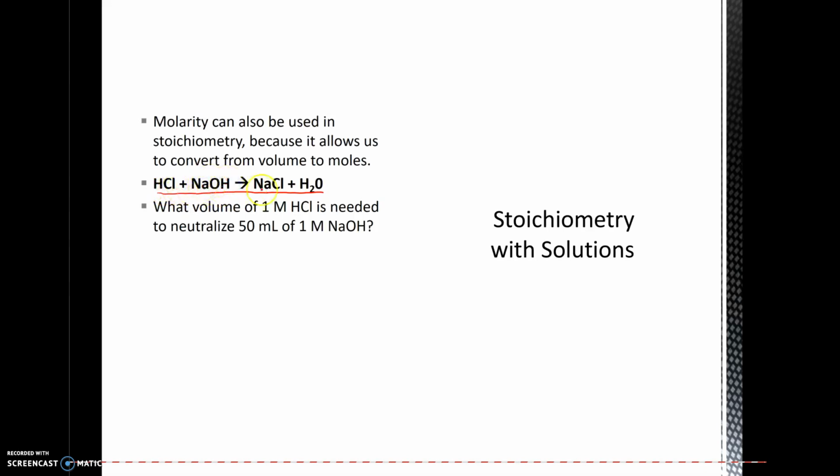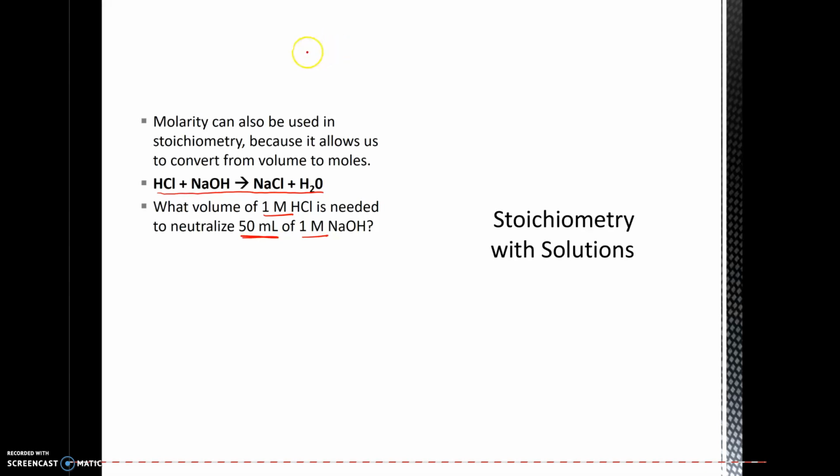Hydrochloric acid and sodium hydroxide yield sodium chloride and water. And the question that we're asked is what volume of 1 molar hydrochloric acid is needed to neutralize 50 milliliters of 1 molar sodium hydroxide. So we're given a little bit different information here, but we're given a volume that we start with, and we're given two concentrations. And your concentrations will act a little bit like the molar masses that we were using earlier.